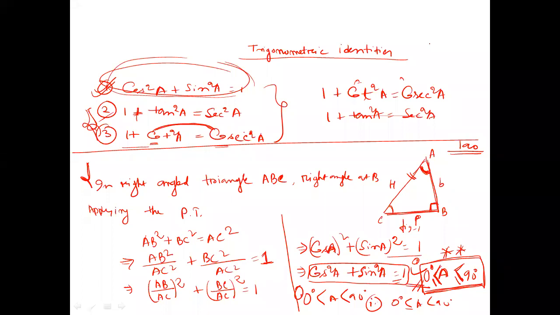Okay, now we are going to discuss the second identity. So what is the second identity? The second identity is 1 plus tan square A equal to sec square A. Yes or no? The second identity is 1 plus tan square A equal to sec square A.